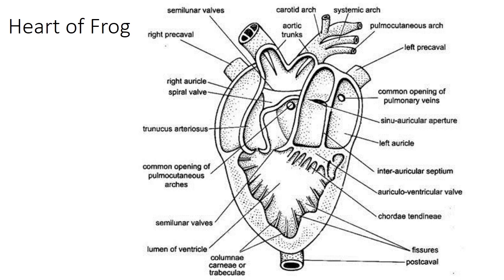The flaps of the auriculoventricular valves are connected to the wall of the ventricle by thread-like chordae tendineae. Chordae tendineae connect the auriculoventricular valves to the wall of the ventricle, and they bring about the opening and closing of these valves.